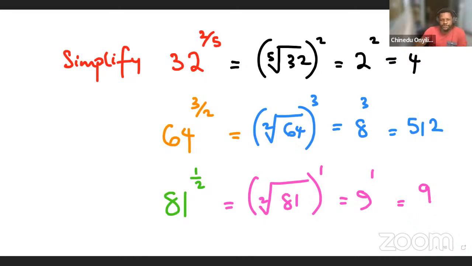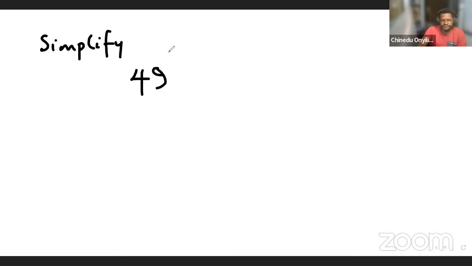Now, the next one we're going to consider is similar to this, but it has a negative fraction in the power. Let's see how that really works. Say I want you to simplify, let's say you have 49 raised to the power of negative half.